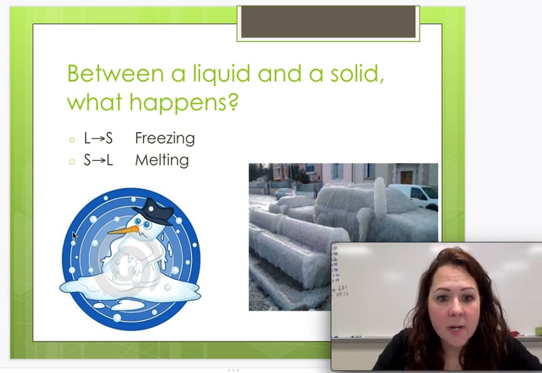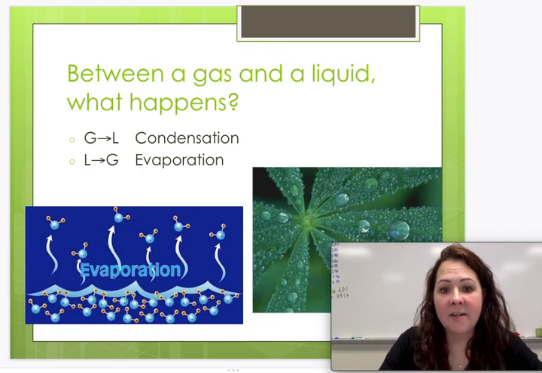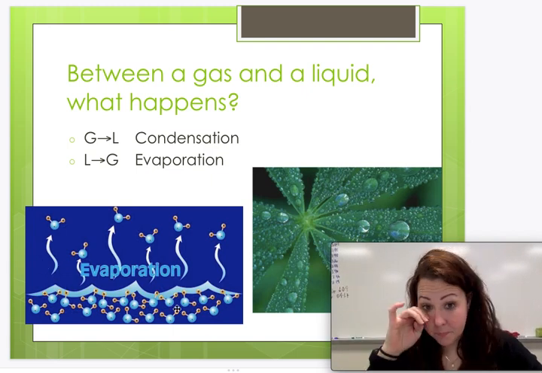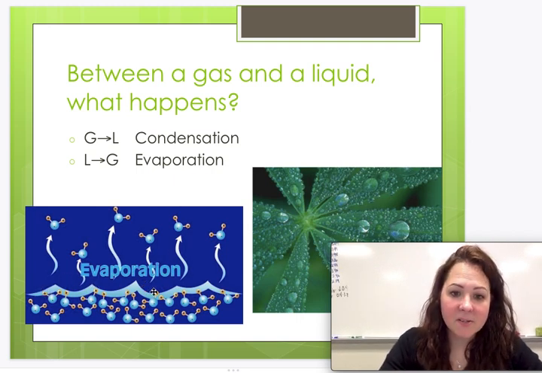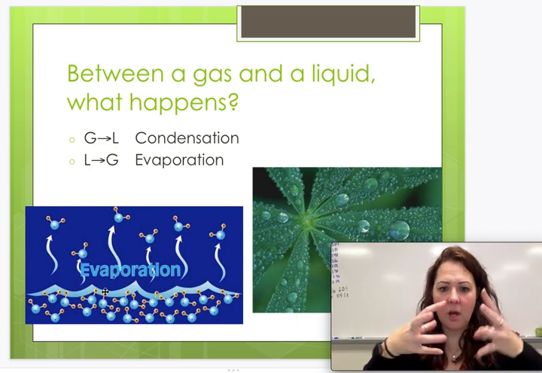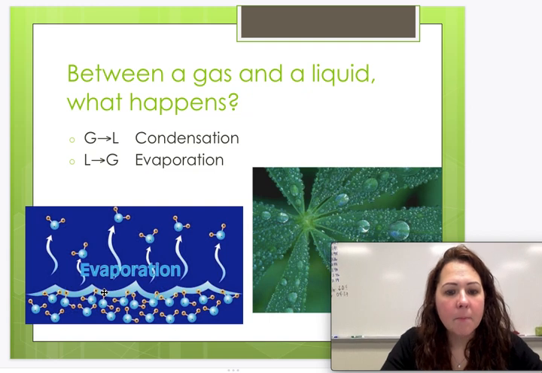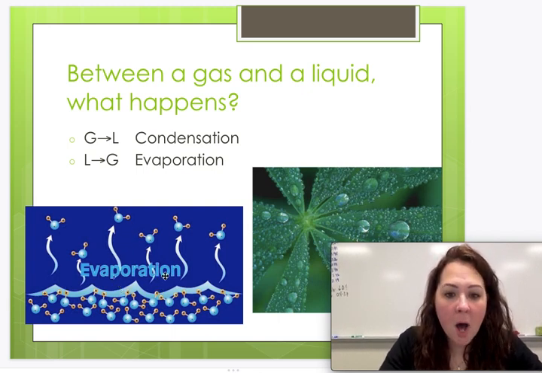Now, if we go between the gas and the liquid state, this is evaporation and condensation. We'll talk a little bit about boiling later on. Boiling is a process of vaporization that happens from the bottom of the sample. Evaporation happens from the surface of the sample. Vaporization is the all-encompassing term.